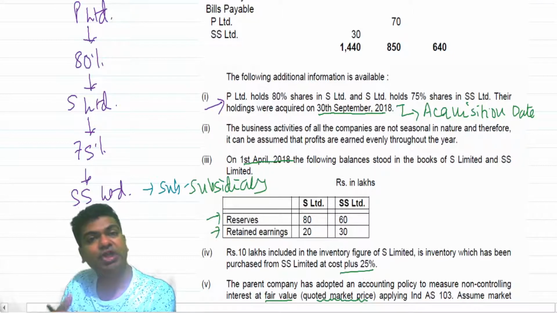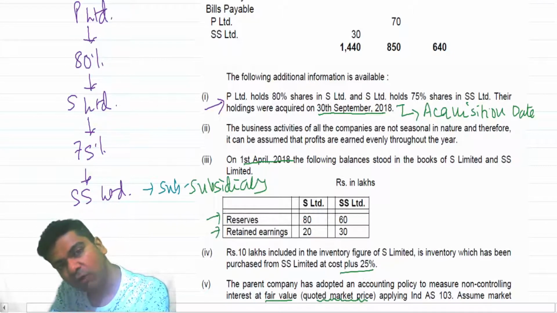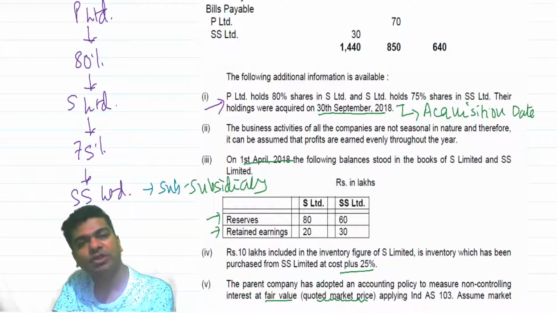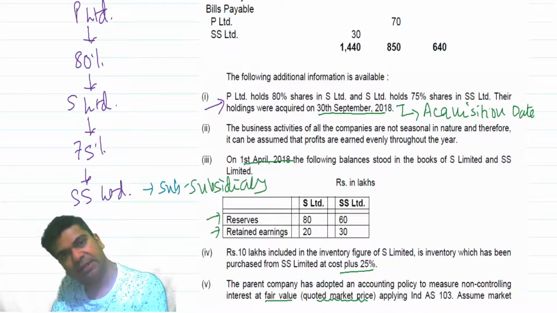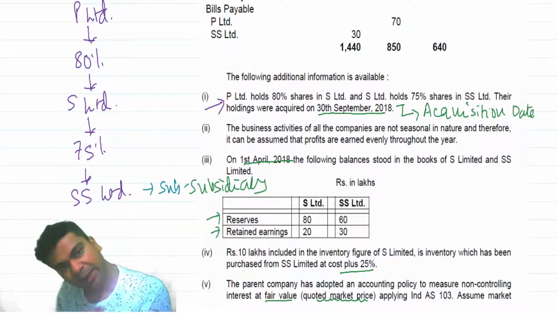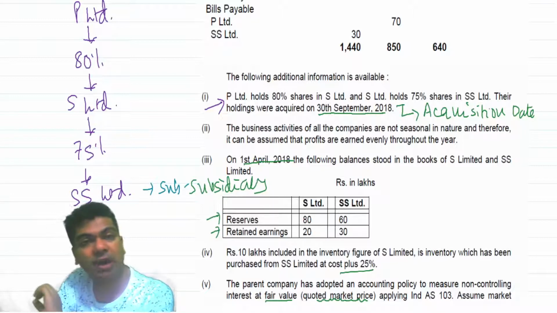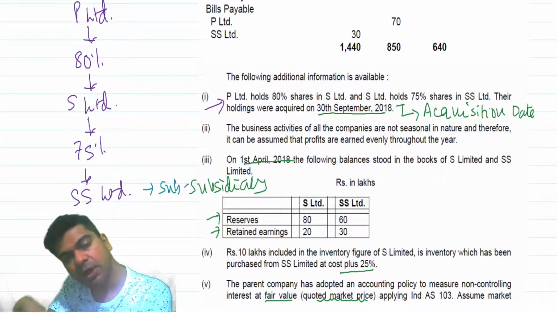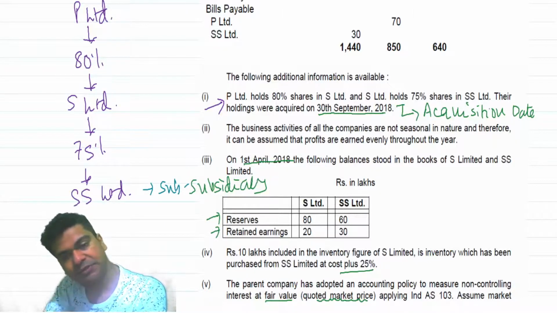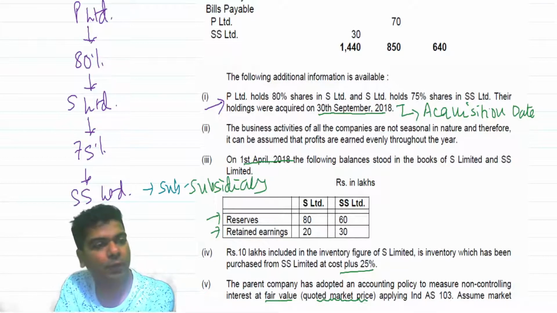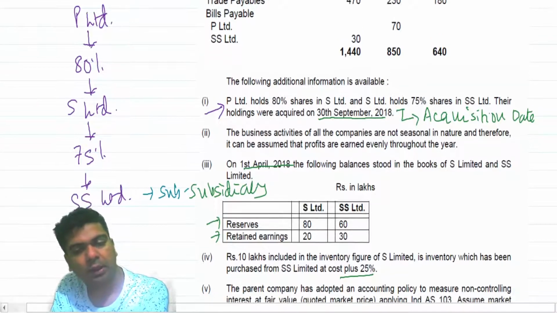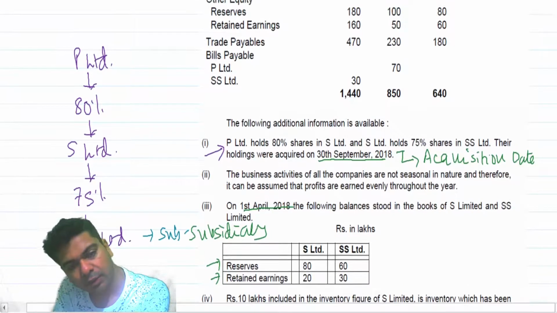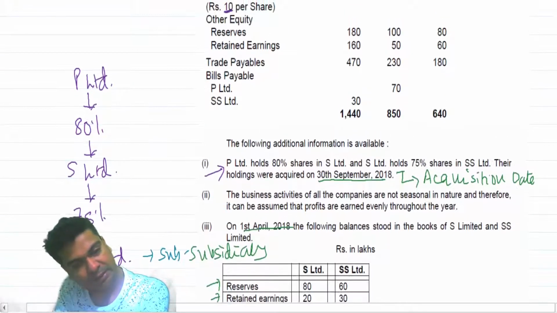Things will really change when you do the calculation of cost of control and the calculation of the non-controlling interest. At that time, the chain holding structure will come into play, and accordingly we'll have to work out the non-controlling interest. Accordingly we'll have to work out the goodwill or maybe the gain on bargain purchase. So let us see how the initial working notes can be prepared.